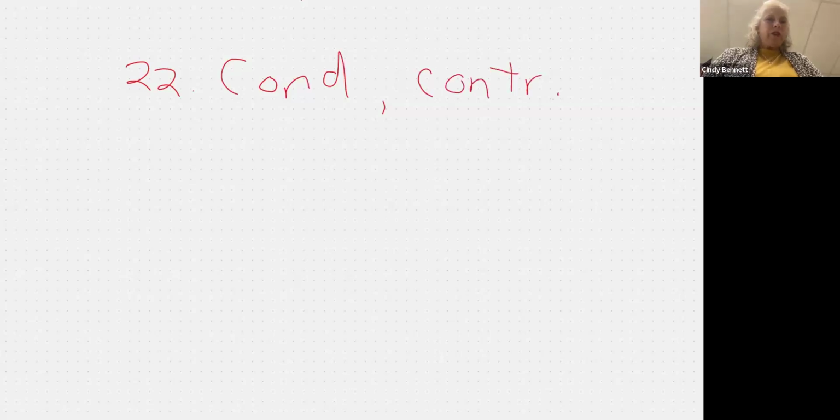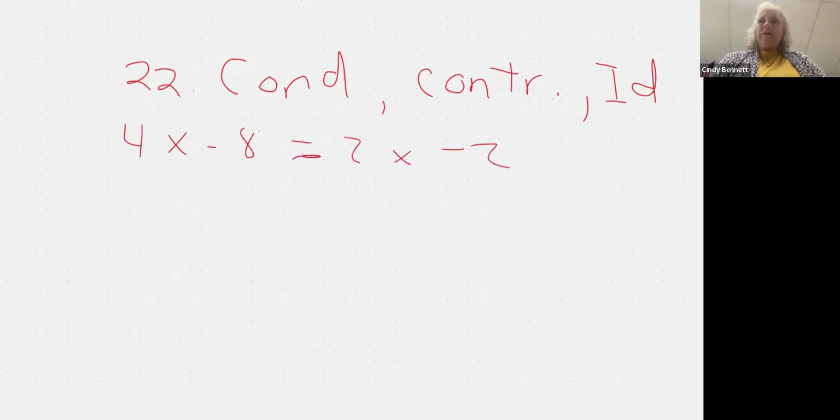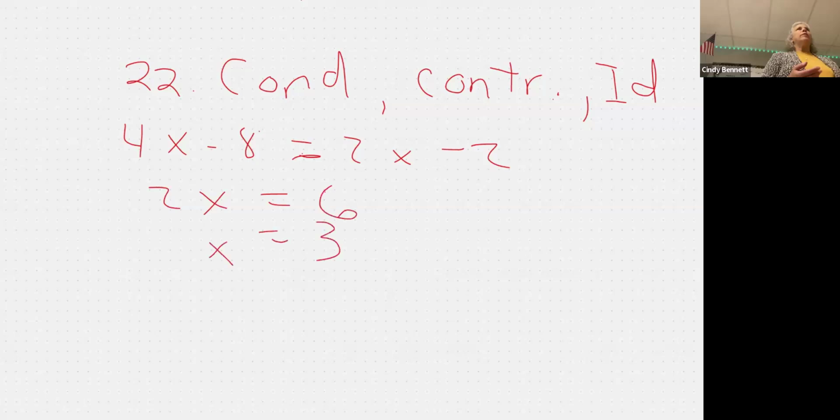This one is not a contradiction. You kind of have to do it out. You have to go 4x minus 8 equals 2x minus 2. Then you have to add 8 to each. So 4x minus 2 is 2x. Add 8 to each side, you get positive 6. x equals 3. So you get one answer. So it's what? Conditional. One answer is conditional.